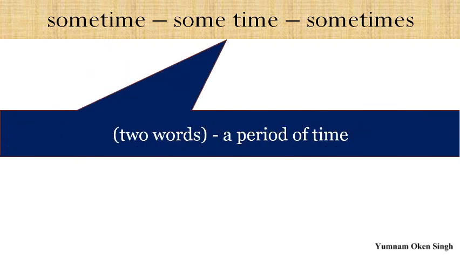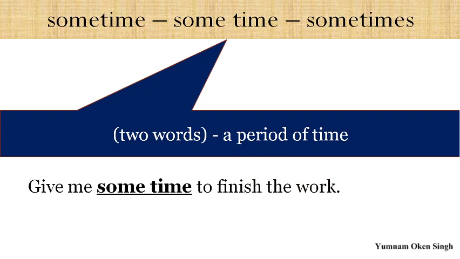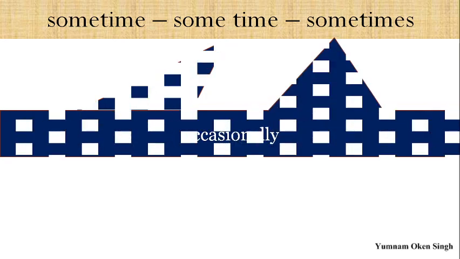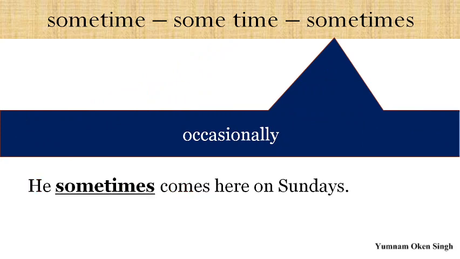Some time, used as two words, means a period of time. Let's see an example here. Give me some time to finish the work. Give me some duration or a period of time to finish the work. Let's come to the third one, sometimes. It means occasionally. Let's see an example here. He sometimes comes here on Sundays. It means he occasionally comes here on Sundays.